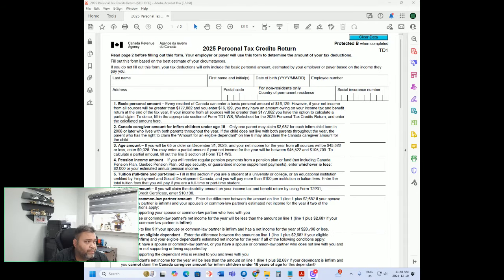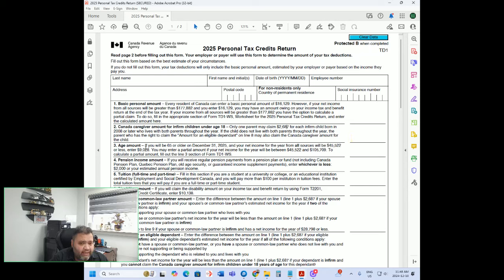quickly with you. So as I said, the first one is the basic personal amount, which is 16,129 for most individuals. So we're going to have 16,129 claimed if this is the only job you have. Line number 2 is for Canada caregiver amount for infirm dependent under the age of 18. So if you have a child and the child has a disability, then you would be able to claim a caregiver amount of 2,687, and you will be inputting that here.